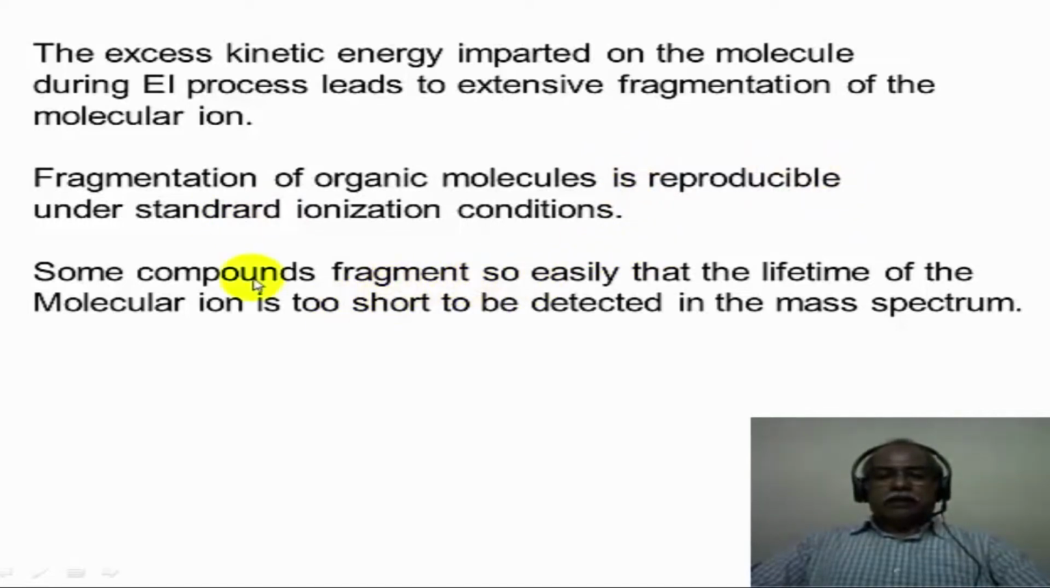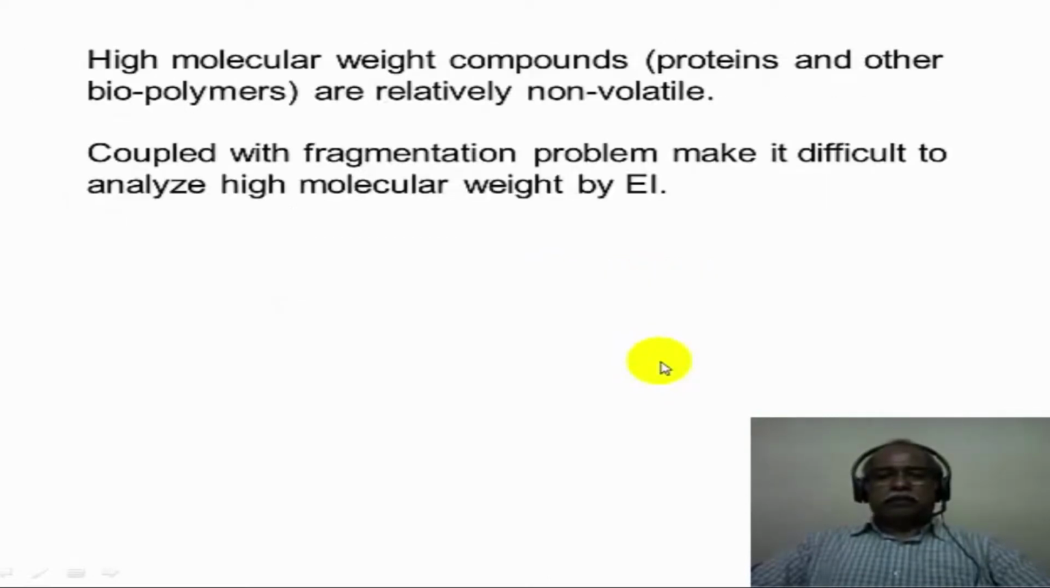Now some compounds fragment so easily that their lifetime is so short that the molecular ion is never detected in a mass spectrum. In other words, it's not always necessary that a mass spectrum will give you information regarding the molecular weight of the compound. Sometimes it is not possible to have the molecular weight detected because the corresponding ion is too short-lived to be detected in a mass spectrometer. The high molecular weight compounds such as proteins and biopolymers are relatively non-volatile.